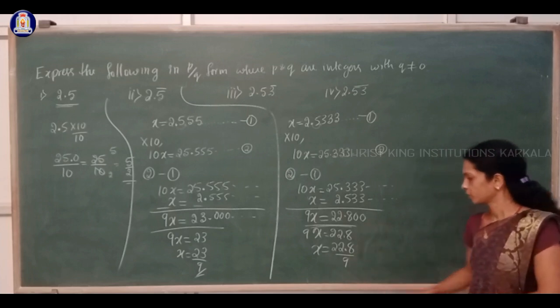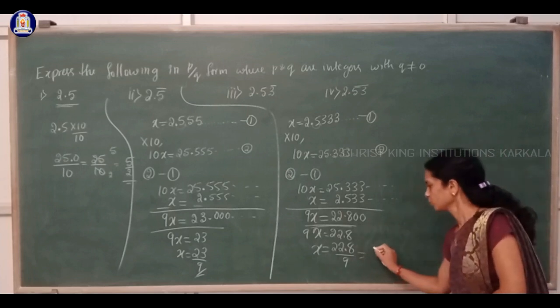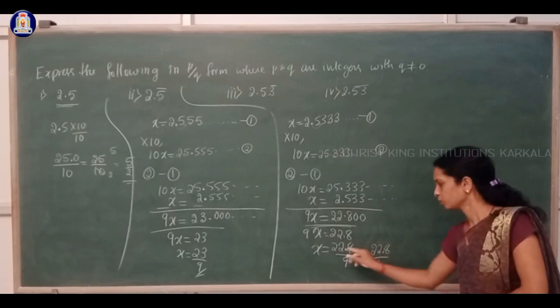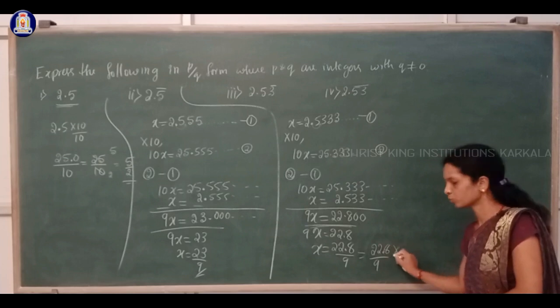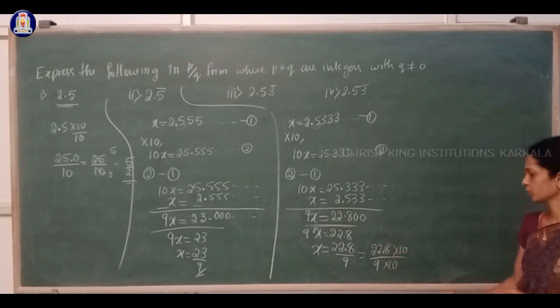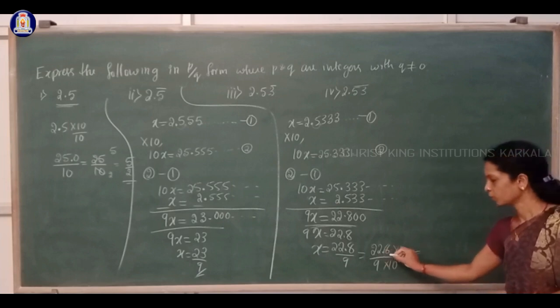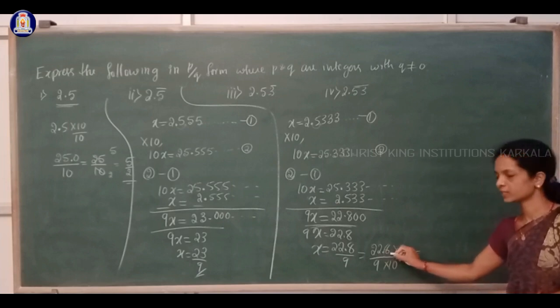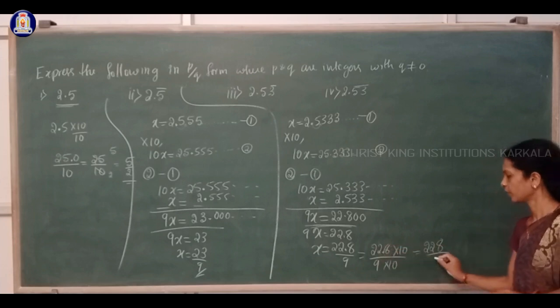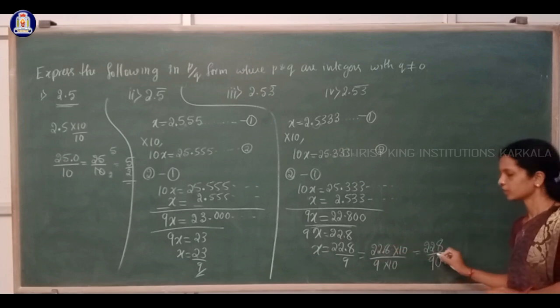So x is equal to 22.8 dividing by 9. Actually we got like this. In the next step you have to write into 10 for both numerator and denominator. So then you know that the decimal point will be shifted one digit to the right side after multiplying by 10. So your answer will be 228 dividing by 9 into 10, that is 90.